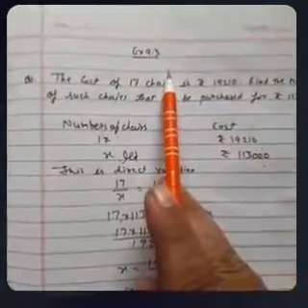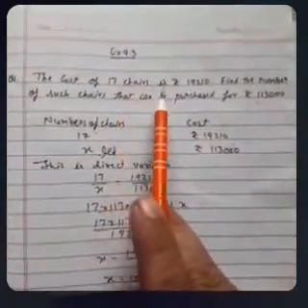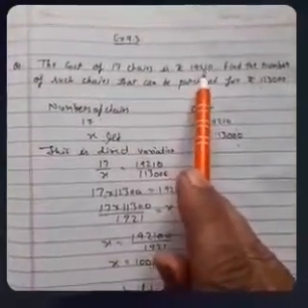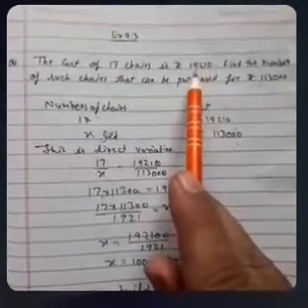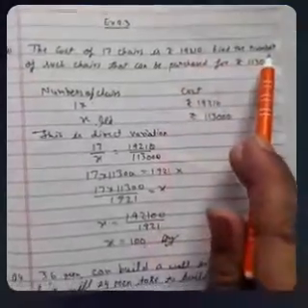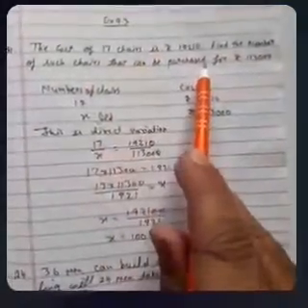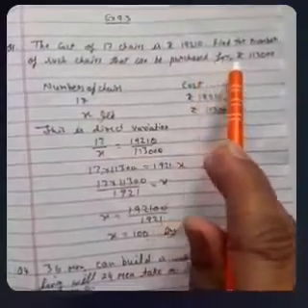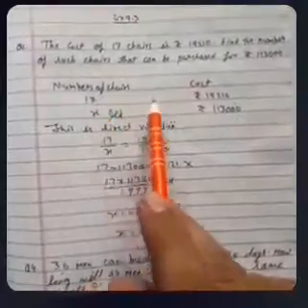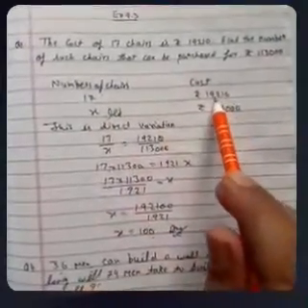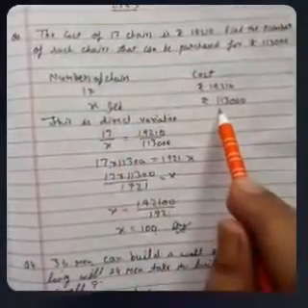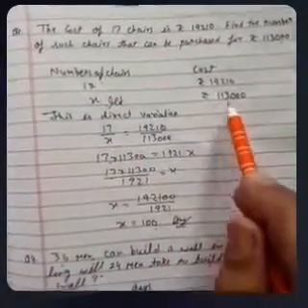Exercise 9.3. The cost of 17 chairs is rupees 19,210. Find the number of such chairs that can be purchased for rupees 1,13,000. Number of chairs 17, cost 19,210. Here let x be the number of chairs for 1,13,000 rupees. These are direct variation.